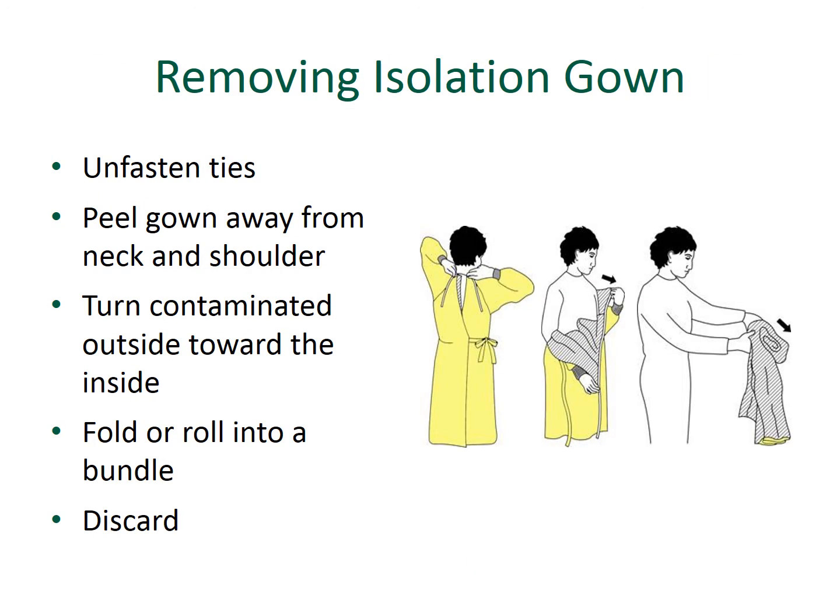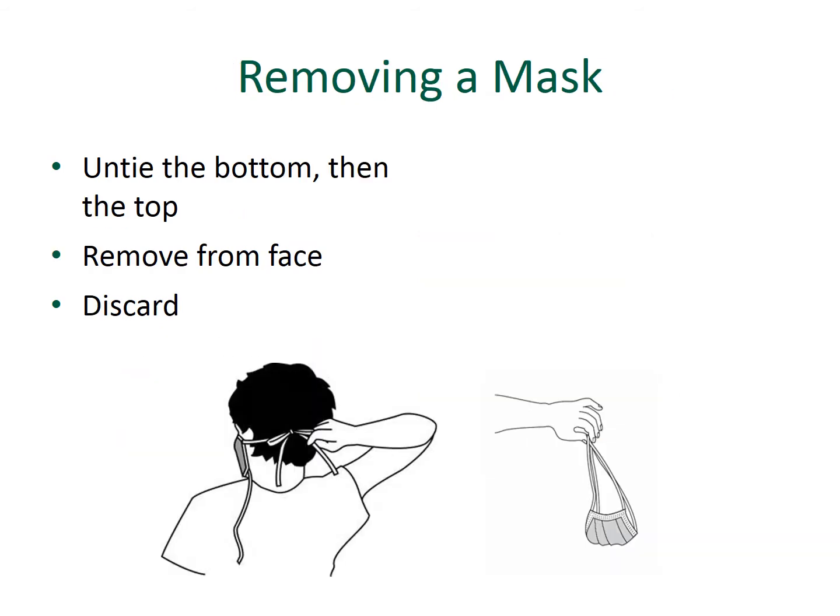Before removing your gown, remember that the front and sleeve areas are considered contaminated. The clean areas are the back, ties, and inside of the gown, shown here in gray. To remove your isolation gown, unfasten the ties, peel the gown away from the neck and shoulder. Turn the front of the gown only touching the inside or clean part of the gown. Fold or roll into a bundle. Discard. To remove your mask, untie the bottom, then the top, remove from your face, and discard.